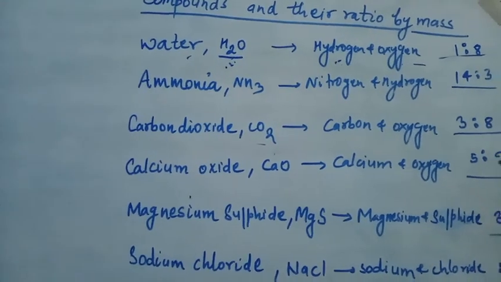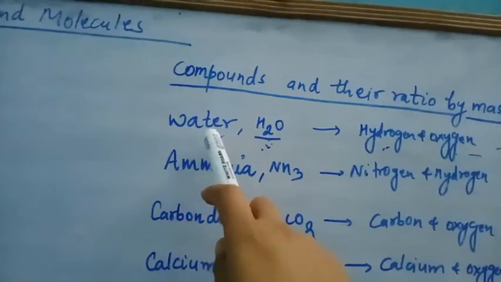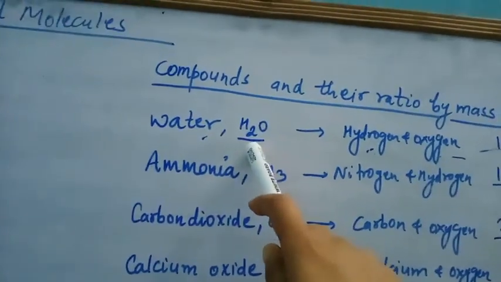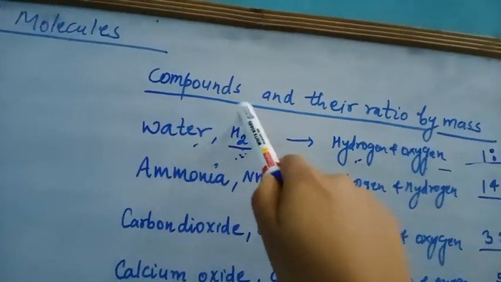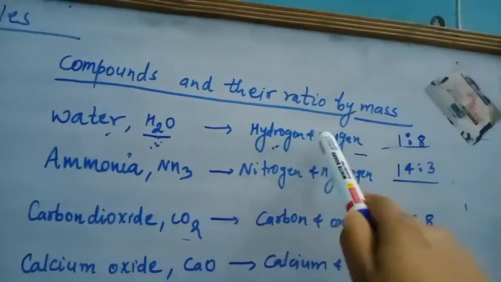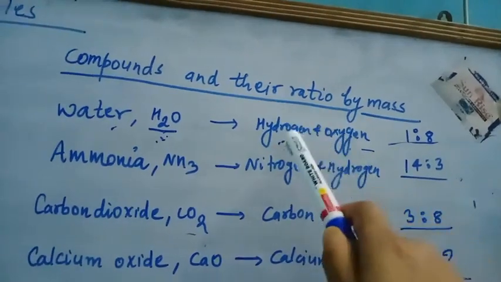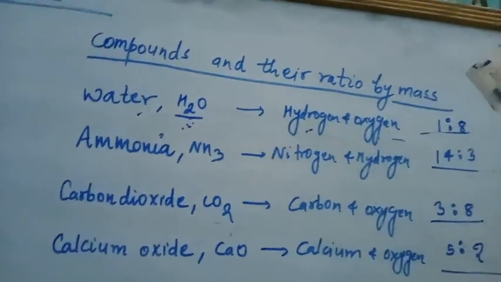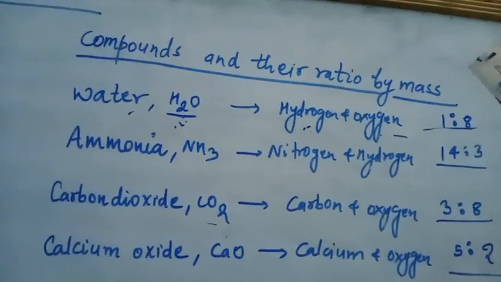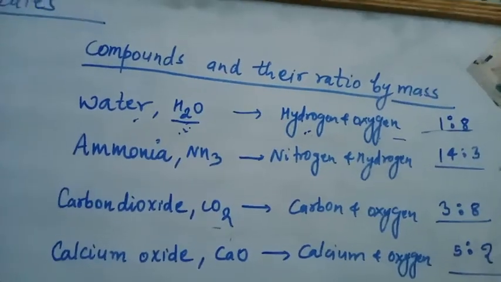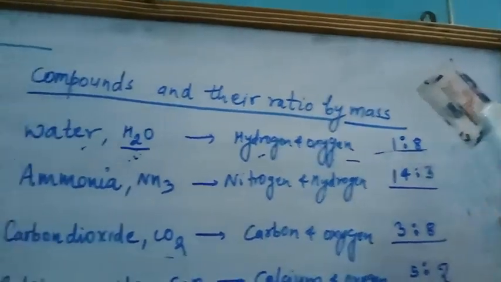What do you mean by fixed ratio by mass? Let's say water is a compound and its chemical formula is H2O, and to form water you need two elements, that is hydrogen and oxygen. When combined they form water, but hydrogen and oxygen, the combining elements, do not combine in any ratio by mass. They have their ratio fixed, that is 1:8 by mass.